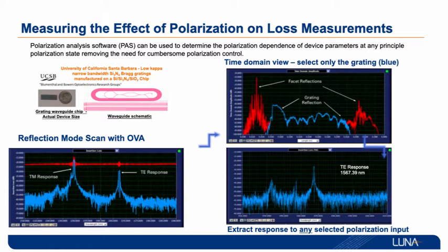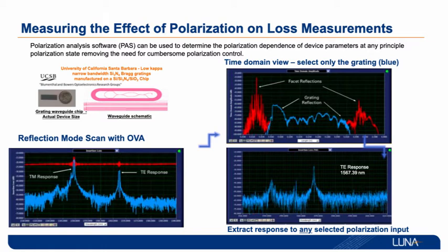And with the OVA, I can very easily, if you go down to the bottom right and look at that curve, isolate the reflection of either the TE mode or the TM mode without having to go through the physical selection of those modes at the input, which saves a ton of time, and it really removes complexity from this test.